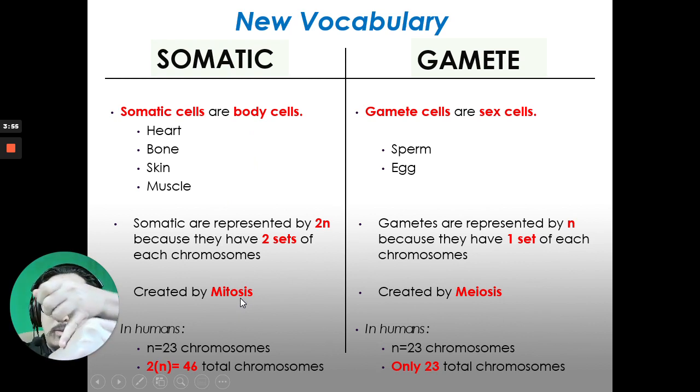You know, when I told you about my cut, when I get a cut and it heals, it's making cells that have two sets. It has 2N. That's because it's skin, right? It's part of my body. And it's going to make new cells, new skin. That's the process of mitosis.